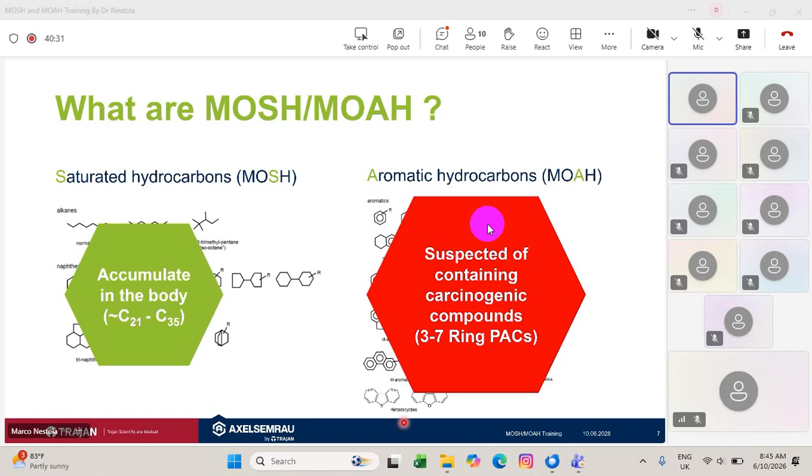I just already stated here that, because of something I will show you later, it's only saturated hydrocarbons in the range of around C21 to C35. So that's the amount of carbons inside the compounds that are accumulating in the human body. Smaller ones are just metabolized.